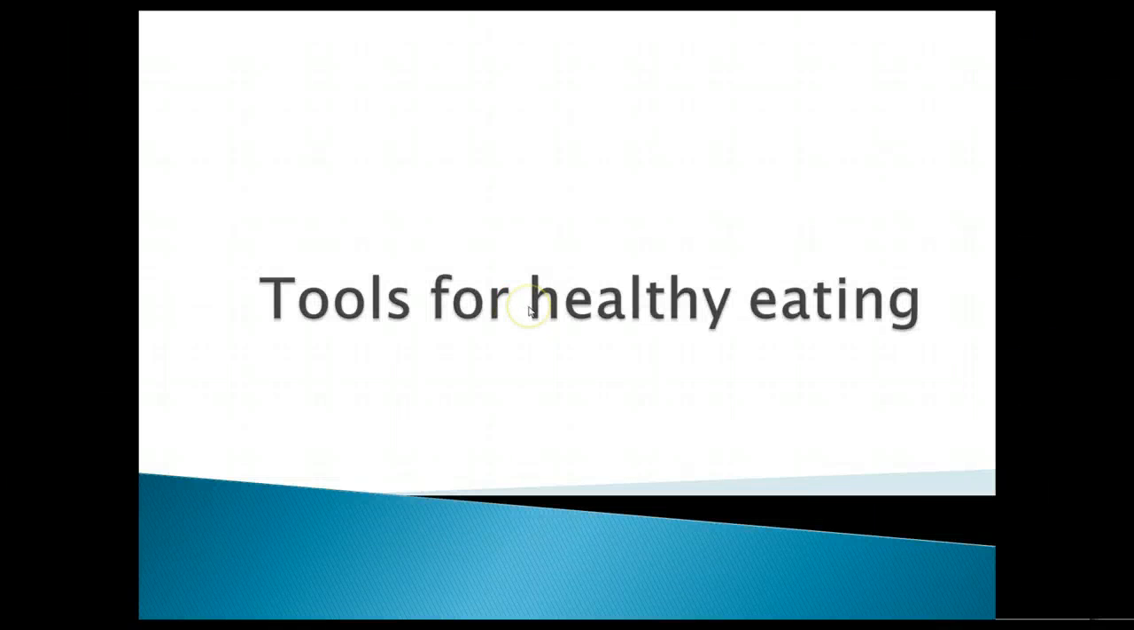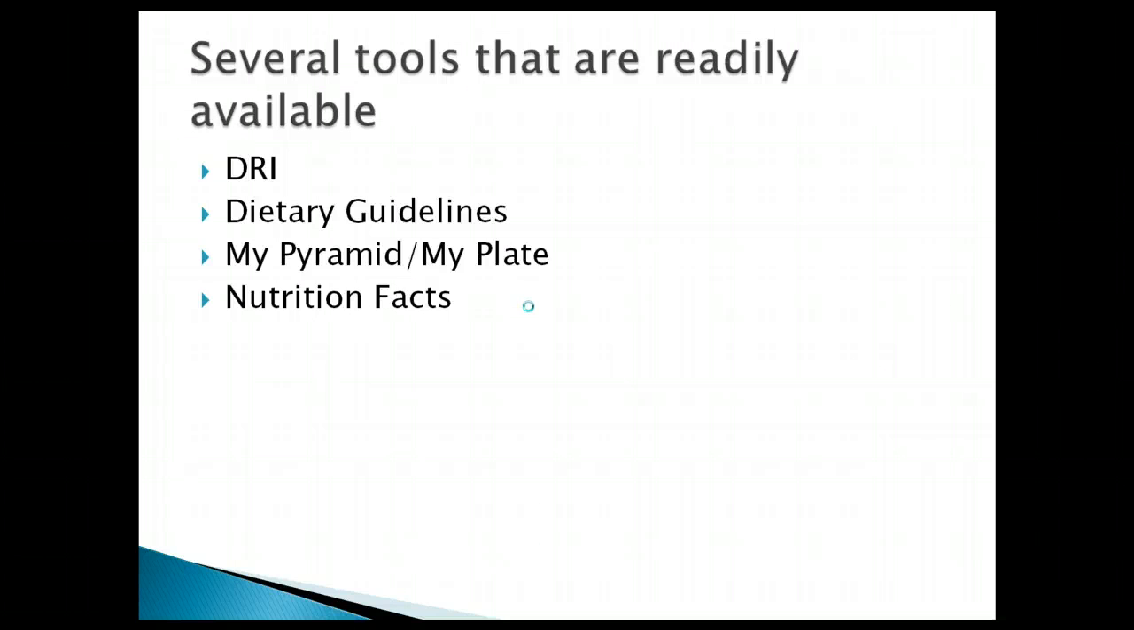Okay, we're going to go over the tools for healthy eating slideshow. We've got several tools that are relatively easy to find. You've got your dietary reference intakes, our dietary guidelines, our My Pyramid, or My Plate. My Plate is essentially a newer version of My Pyramid. Both are sort of visually guided tools to figure out how to eat healthy, and then the nutrition facts label. So let's go over a few of those really quickly.